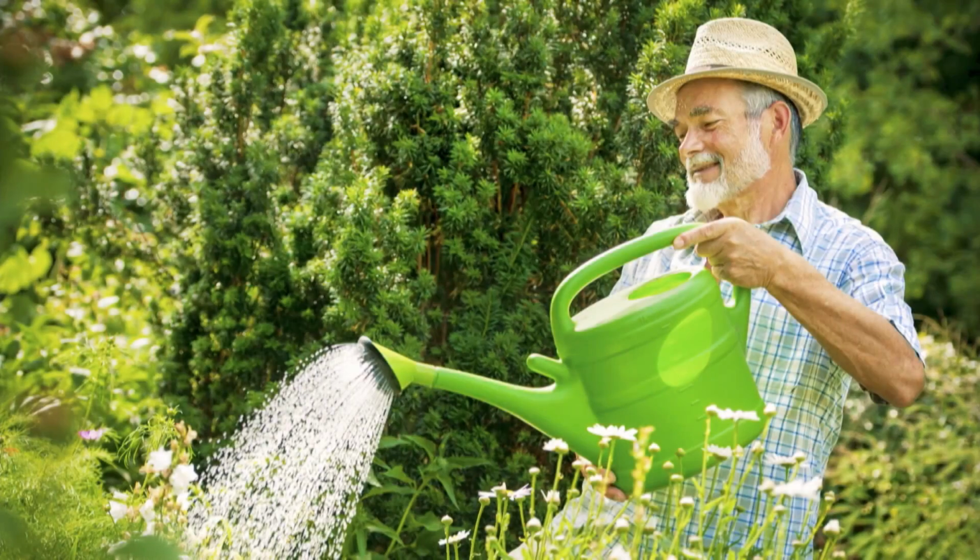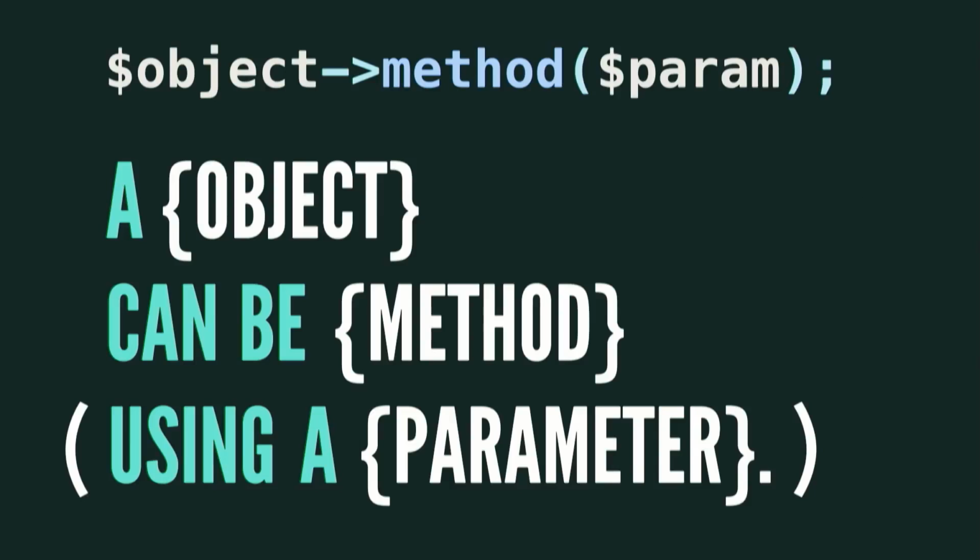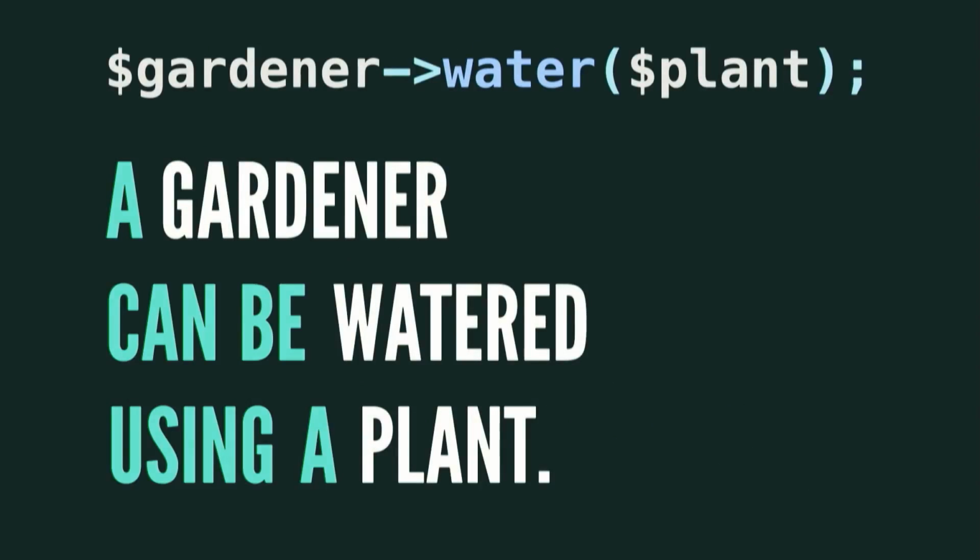Let's jump back to our gardener for a second. So using this sentence structure, when we translate gardener, water, plant into English, we get a gardener can be watered using a plant. Maybe this makes sense if you're making like a Revenge of the Plants game or something like that. But when I see this, I just think.